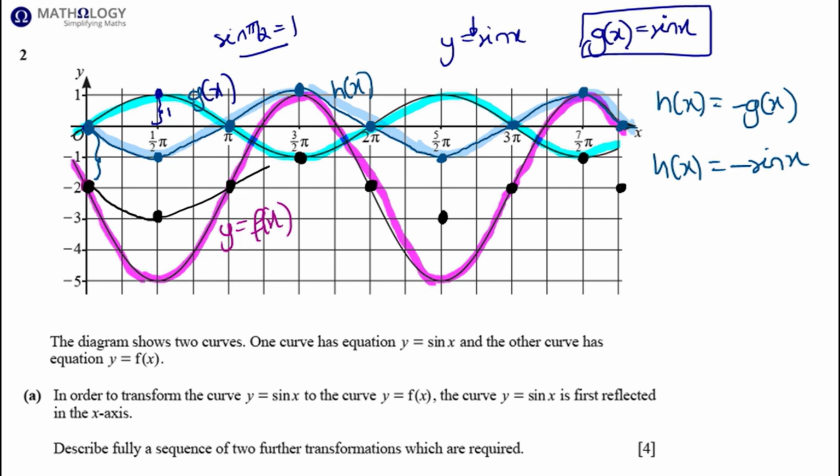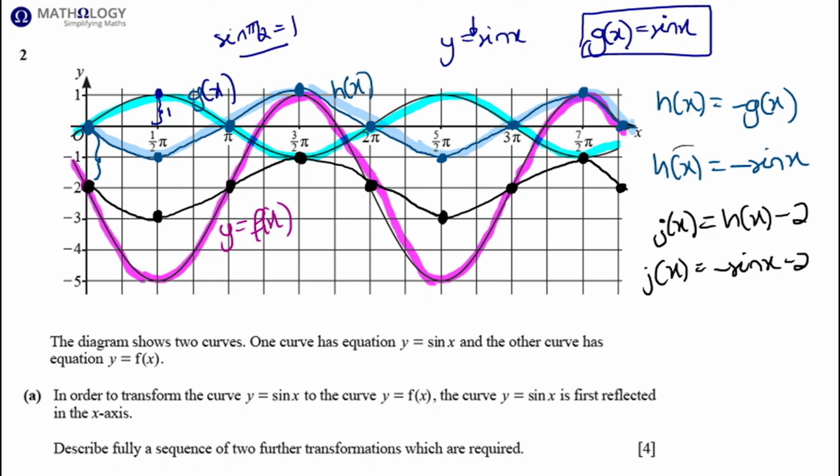a new curve which we will call j of x, and this is a vertical translation of 2 units down of h of x. So j of x is h of x minus 2. j of x equals minus sine x minus 2. This is now the first transformation of h of x. We now need to transform it to f of x.